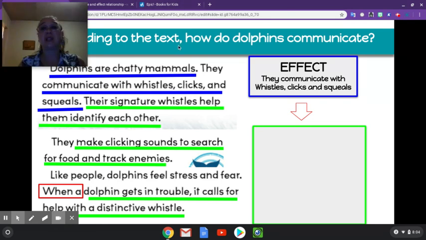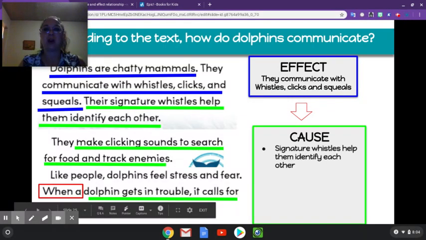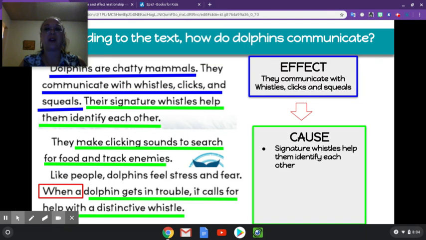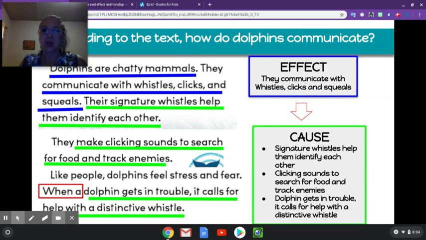I was able to answer that question, but now I must provide the causes of that. Well, what caused them to do that? Well, the first cause, signature whistles, help them identify each other. Clicking sounds to search for food and to track enemies. And dolphins get in trouble. If a dolphin gets in trouble, it calls for help with a distinctive whistle.